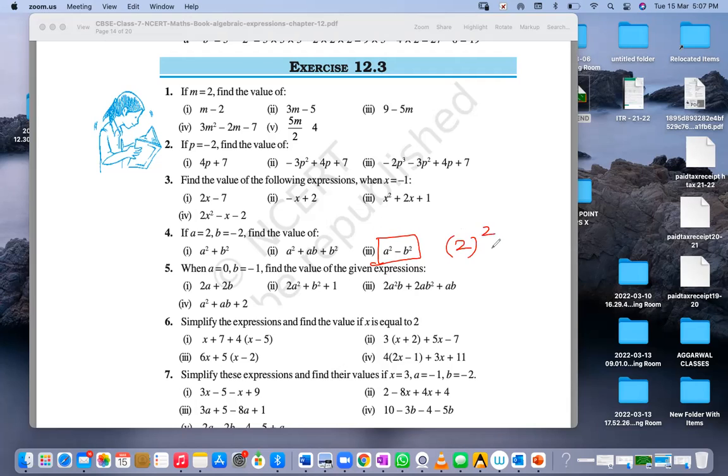2 square minus 4, -2 square, like this. First step will be replacement only by putting brackets. Next step will be exponent calculation. So 2 square is 4 minus this is again 4 and 4 minus 4, the result is 0. Now you do the next question yourself. A is 0, B is -1. Evaluate all the 4 questions and let me know the answers.